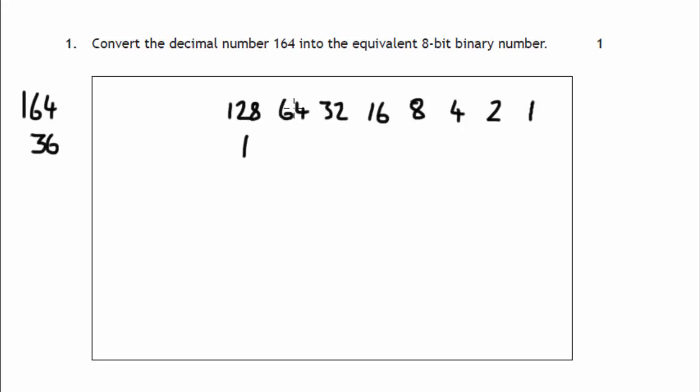Okay, now does 64 go into 36? No, it doesn't, but 32 goes into 36 once, and we have 4 left. And then we say, does 16 go into 4? No, it doesn't. 8 doesn't go into 4, but 4 goes into 4 once. We don't have any left, so that's 2 zeros there.